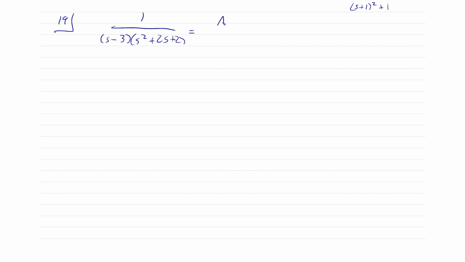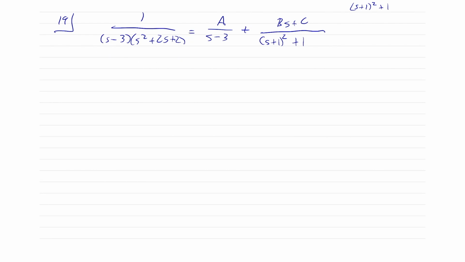So we're going to have A over s minus 3 plus Bs plus C divided by this irreducible s plus 1 squared plus 1. All right, now it's a game of figuring out what A, B, and C are. After we do this, we'll talk about how to do the inversion for all this stuff, but right now we need to stay focused.